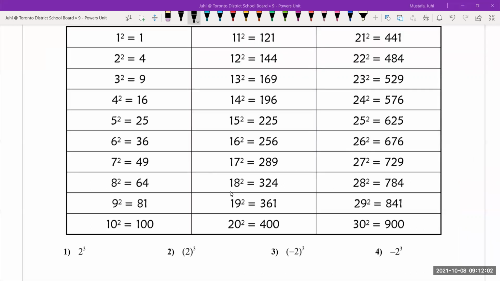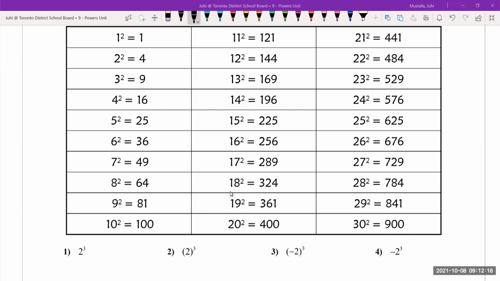Here, take a sheet. Here is the powers stuff until 30. You will not have to memorize this. In fact, you will be given this, or you can always have it out in front of you.